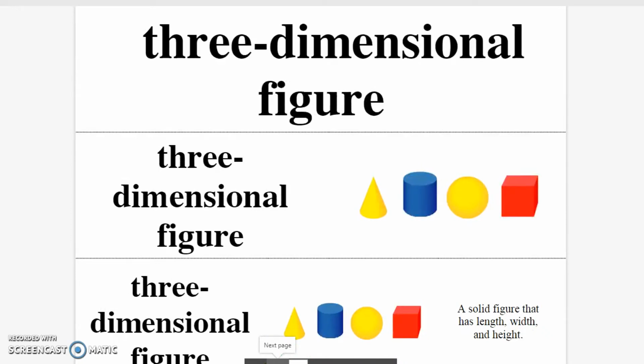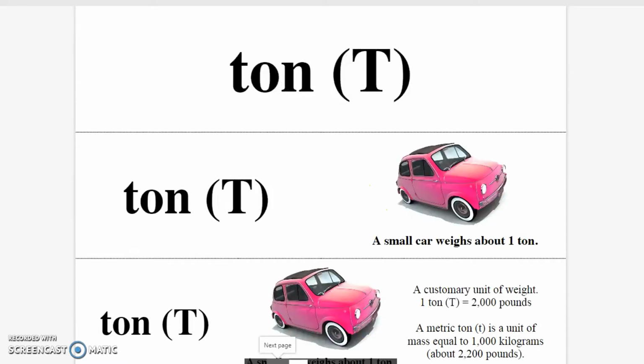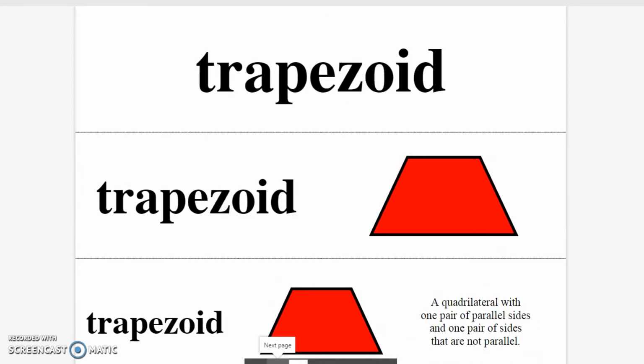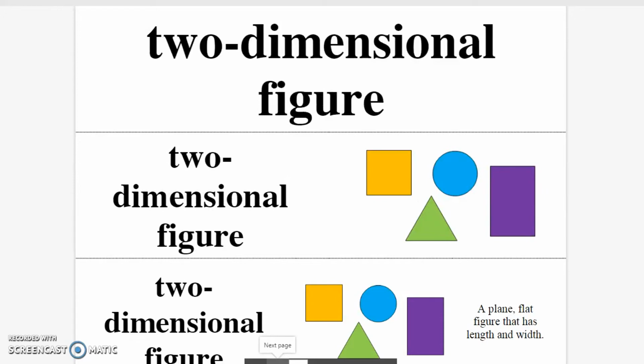Three-dimensional figure, a solid figure that has length, width, and height. Ton, a customary unit of weight, 1 ton is equal to 2,000 pounds. A metric ton is a unit of mass equal to 1,000 kilograms, which is about 2,200 pounds. Trapezoid, a quadrilateral with one pair of parallel sides and one pair of sides that are not parallel. Two-dimensional figure, a plane, flat figure that has length and width.